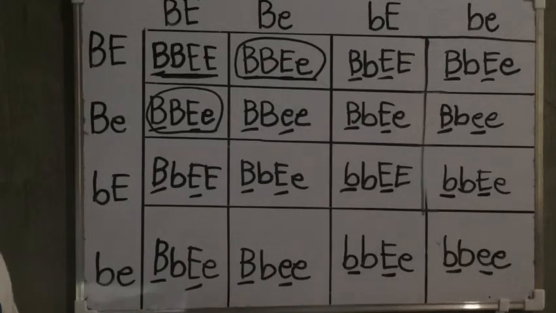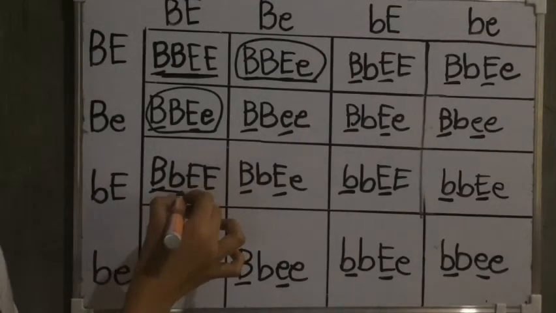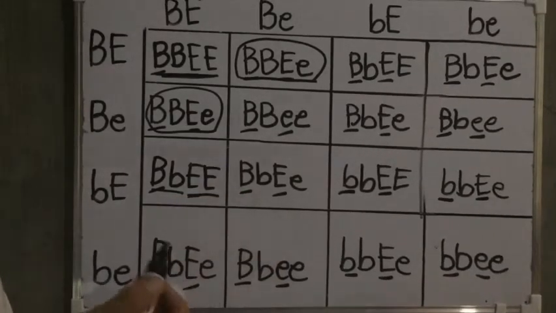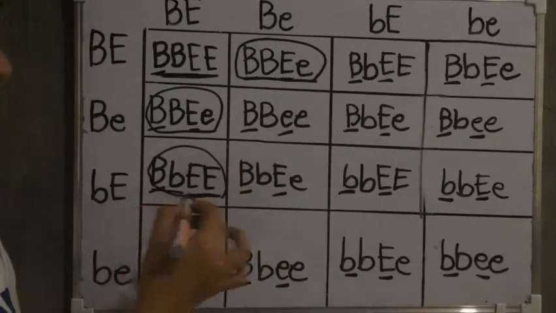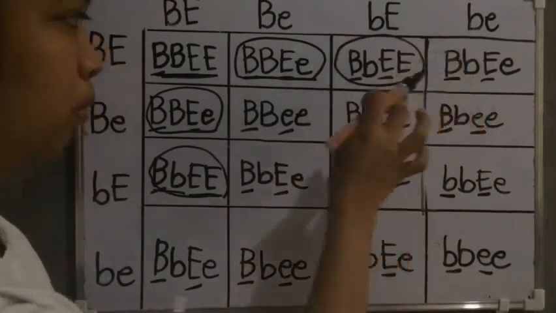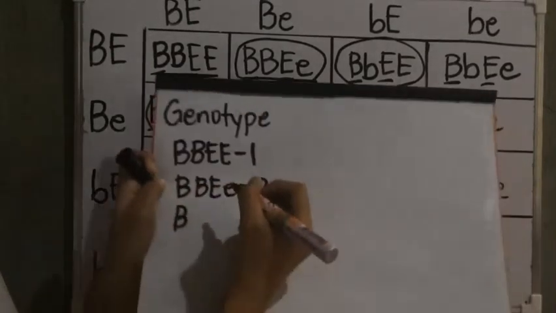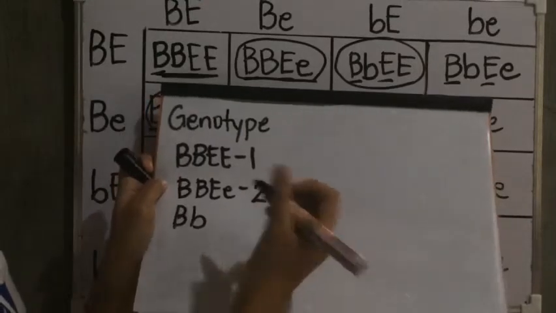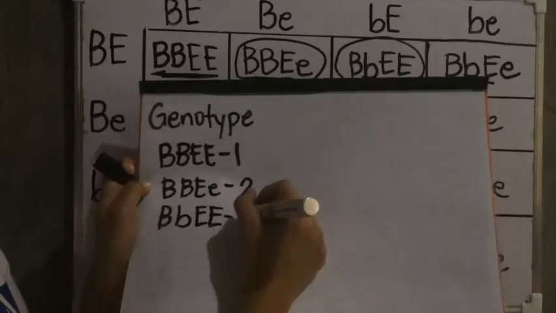Next is this one, heterozygous for black and blonde hair and homozygous for brown eyes. So, alin naman yung katulad mismo nito? So, we have here 1 and 2. Silang dalawa parehas. So, we have heterozygous for black and blonde hair and then homozygous for brown eyes. So, we have 2.